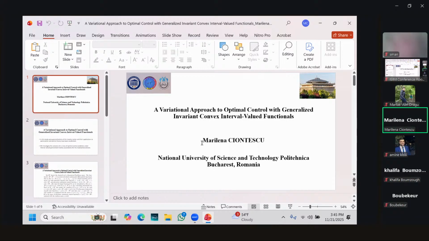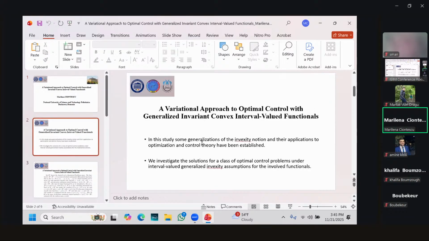In this study, some generalizations of the convexity notion and their application to optimization and control theory have been established. We investigate the solution for a class of optimal control problems under interval-valued generalized convexity assumption for the involved functionals.